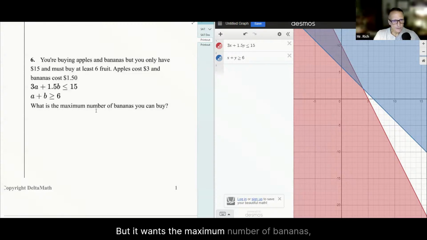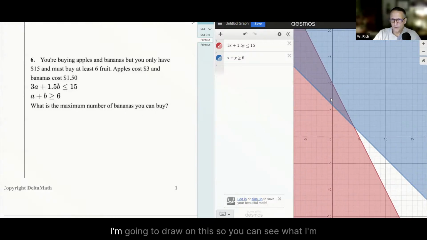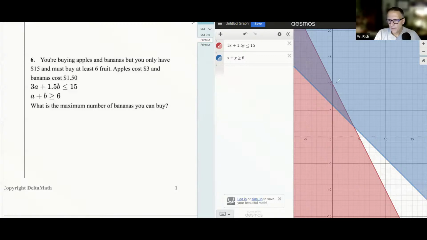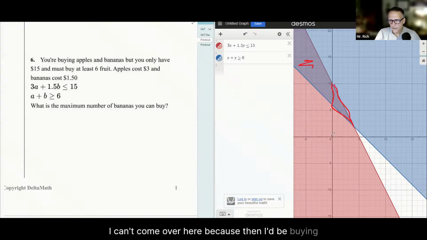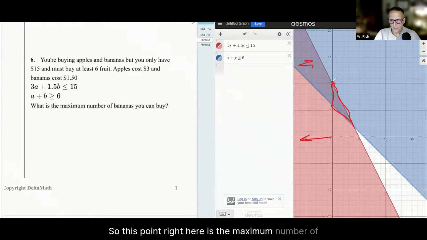But it wants the maximum number of bananas, which is the y variable. So look at this, students. I'm going to draw on this so you can see what I'm talking about. My solution has to fall somewhere in here, right? I can't come over here because then I'd be buying negative numbers of apples. Can't buy negative apples. So this point right here is the maximum number of bananas.